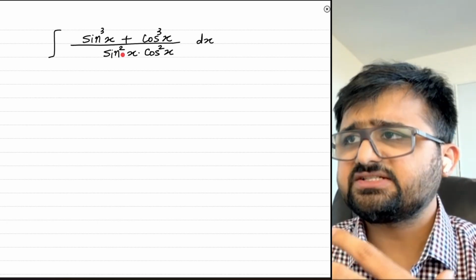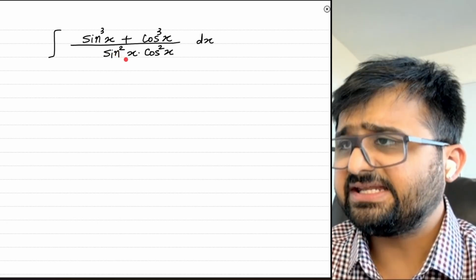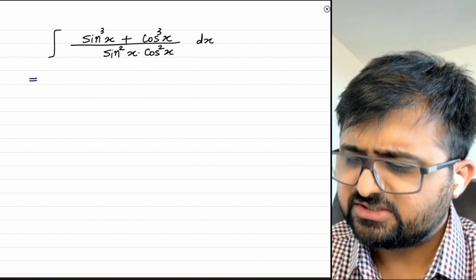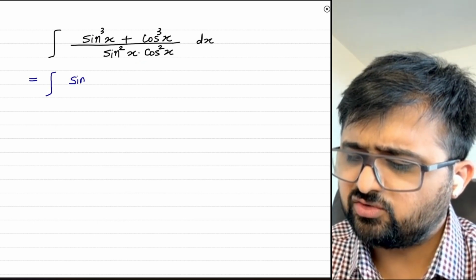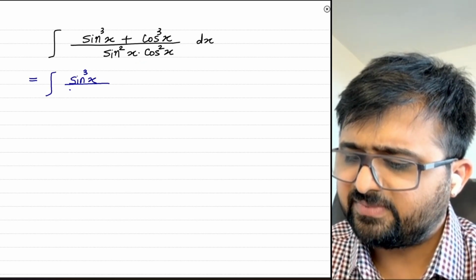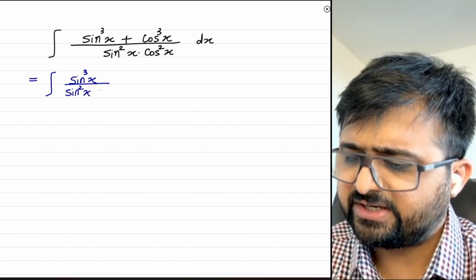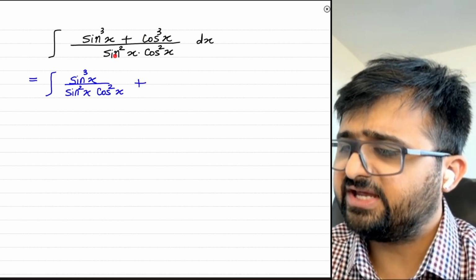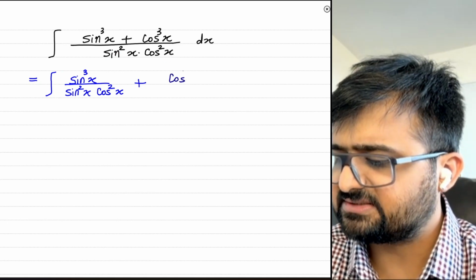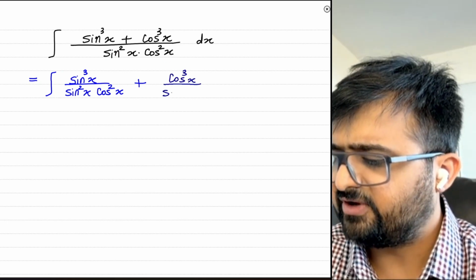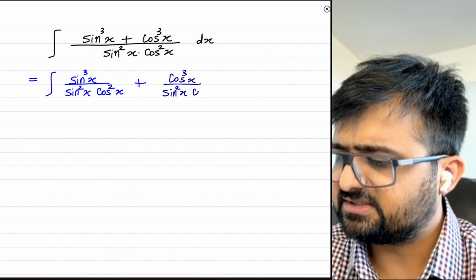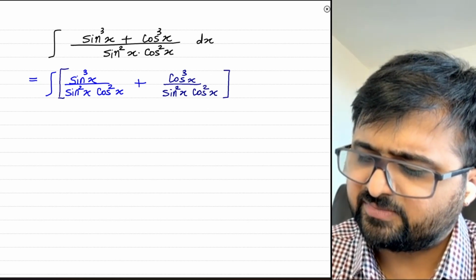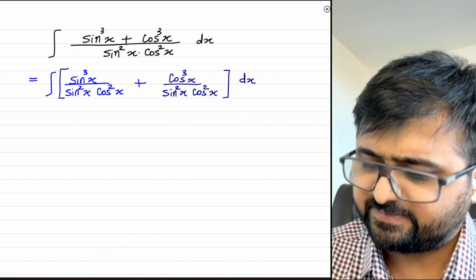Let's see how to integrate this trigonometric function. What we can do is take this denominator and split it into both of those terms in the numerator. So it will look like sin cube x divided by sin square x cos square x, plus the second term, which will be cos cube x divided by sin square x cos square x, and I'll put that entire thing in a bracket, and I have dx, which is with respect to x.